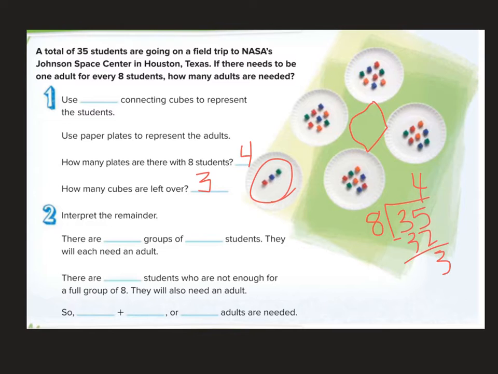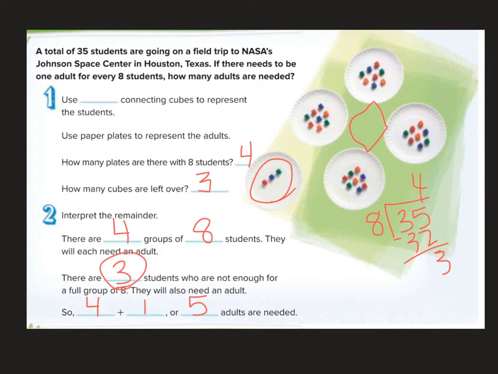So let's see here. There are 4 groups of 8 students. They will each need an adult. There are 3 students who are not enough for a full group of 8, but they will also need an adult. So if I have 4 adults, and I'm going to need 1 more for the group of 3, I need 5 adults to cover these kids.